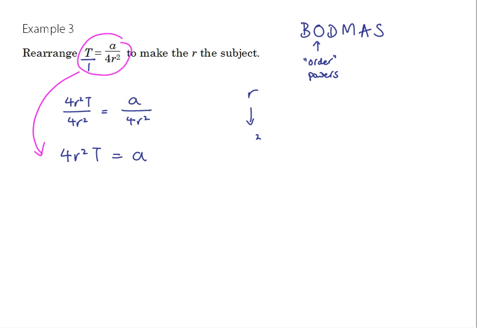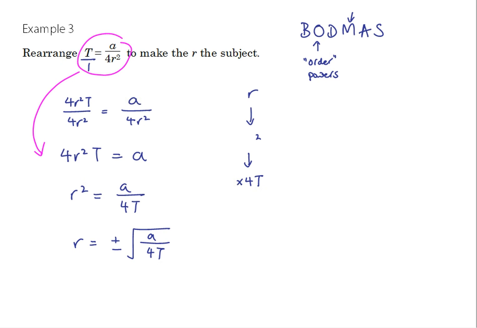So that squaring is happening before the multiplying by 4, before the multiplying by t. Multiplication happens down here in the order of operations after the powers. So r is being squared first, then it's being multiplied by 4 and also by t. So we want to undo these things. I want to divide both sides by 4t. So r squared will be a divided by 4t. And then I want to take the square root of both sides, remembering that I could have a positive or negative square root.